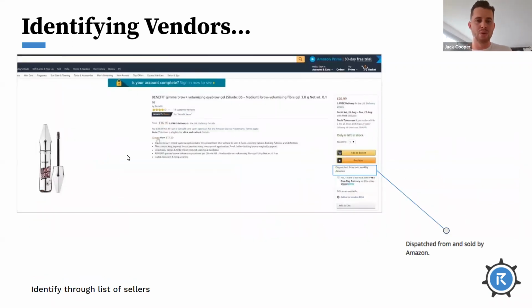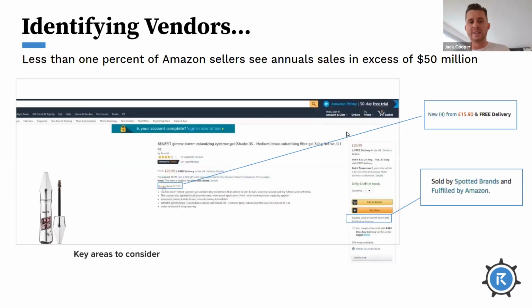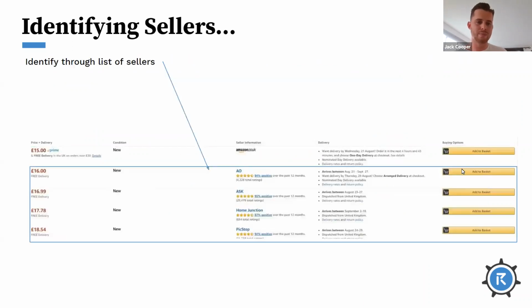Also, just another example of where that might sit on an Amazon listing as well. Now, what you would see if there's not a vendor selling there is "sold by a brand and fulfilled by Amazon." And this would be a seller selling, and I'm going to unpack that a little bit later. Also, within the list of sellers, you can see that where it highlights the specific brand who's selling, that is a Seller Central account.